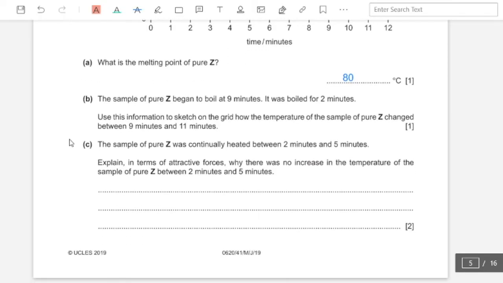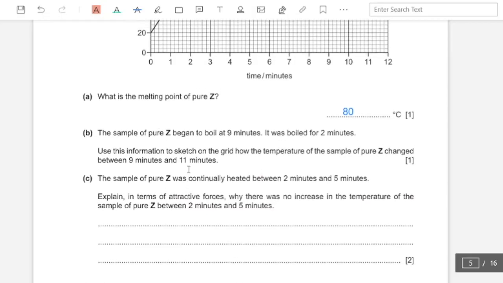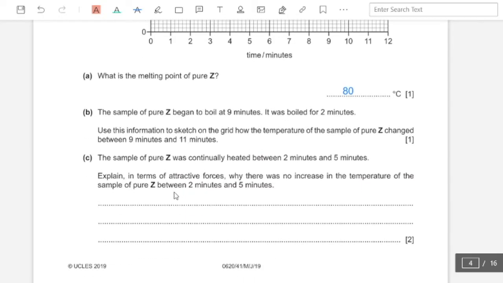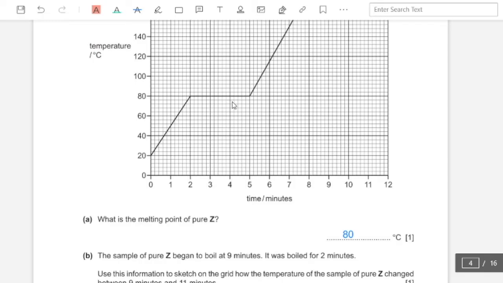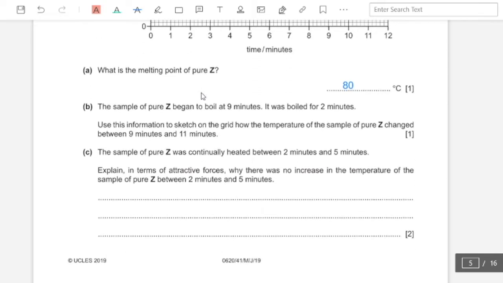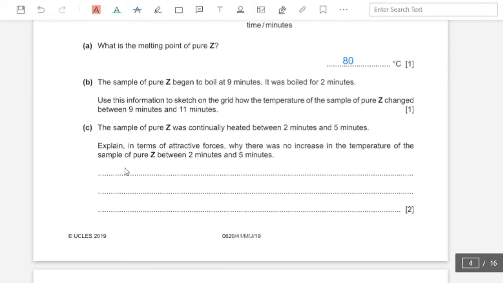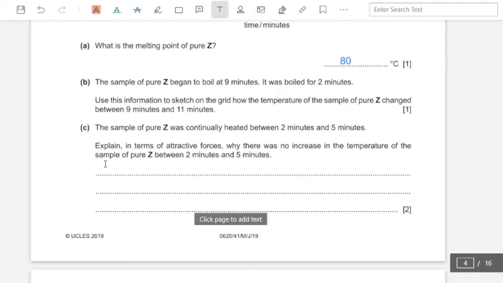Alright, C. The sample of pure Z was continually heated between 2 minutes and 5 minutes. Explain in terms of attractive forces why there was no increase in the temperature of the sample of pure Z between 2 minutes and 5 minutes. Alright, so this is a question of 2 marks. As we can see over here, between 2 and 5 minutes, the substance was melting, and here energy was used to break the bonds between molecules, so the temperature did not increase. And we can write the same thing over here.